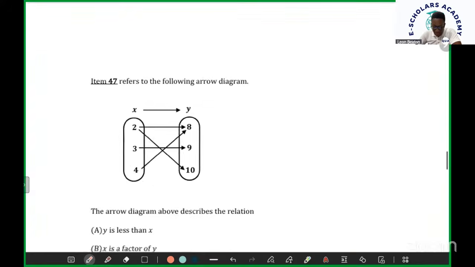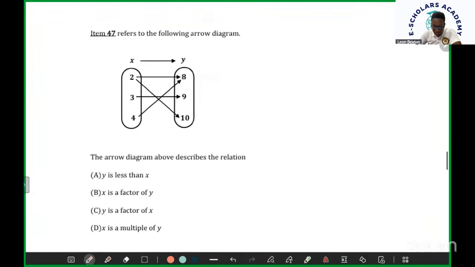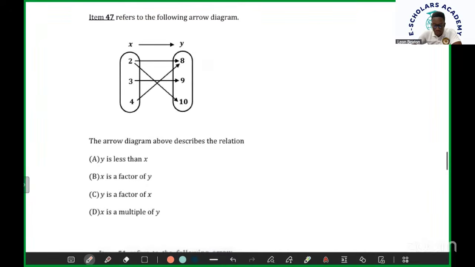Let me see what else. Good, so let's carry on. The next item refers to the following arrow diagram. So we have the arrow diagram, X is going to Y. The arrow diagram above describes the relation.